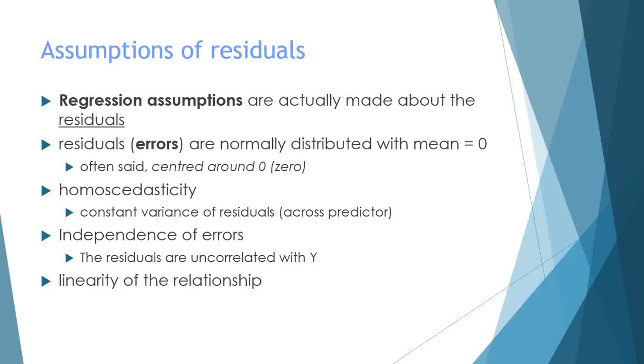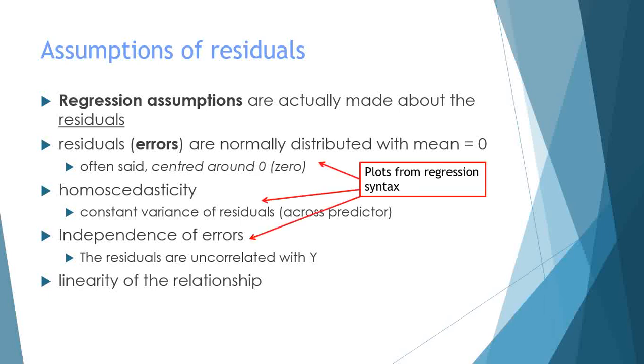And the final assumption is linearity, which I think you're quite familiar with now in 1003 with scatter plots. You look for a linear pattern. So if we want to examine these assumptions, we actually look at these three here using the regression syntax, and we generate a series of graphs that show us the pattern of the residuals. Now, linearity of the relationship, well, we use scatter plots for each individual predictor to test that.